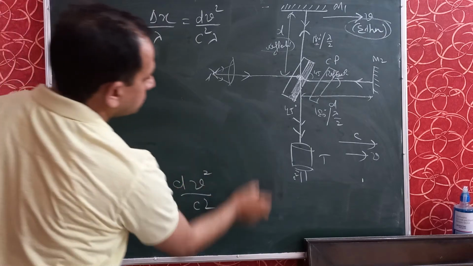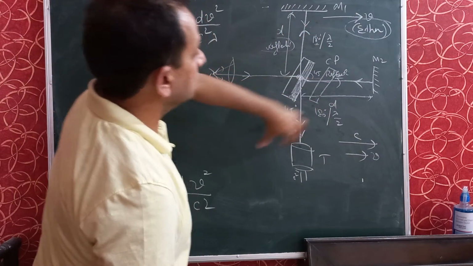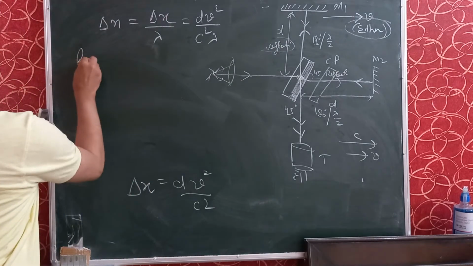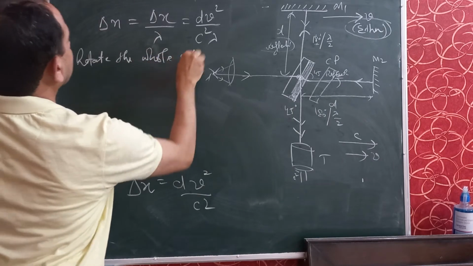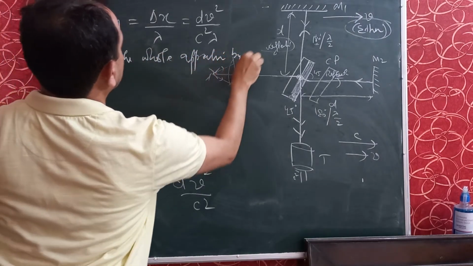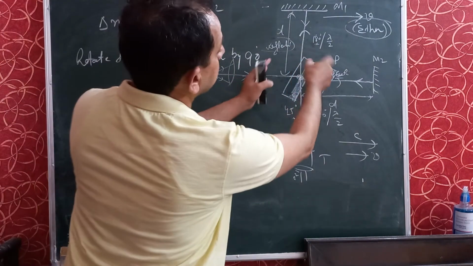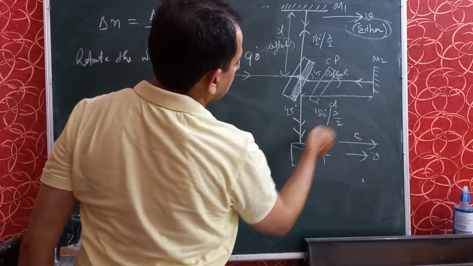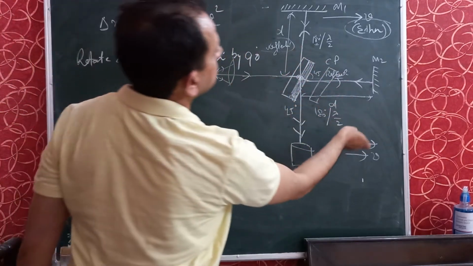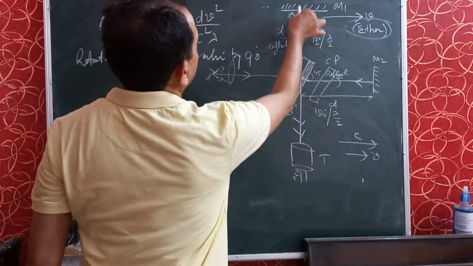So, it is assumed that maybe this shift becomes 0 when we rotate the whole apparatus by an angle of 90 degrees. So, rotate the whole apparatus by 90 degrees. It means when we rotate it by 90 degrees, then this m1 will reach here, m2 will reach here and t will be here. It means the second ray becomes perpendicular and the refracted ray becomes parallel.